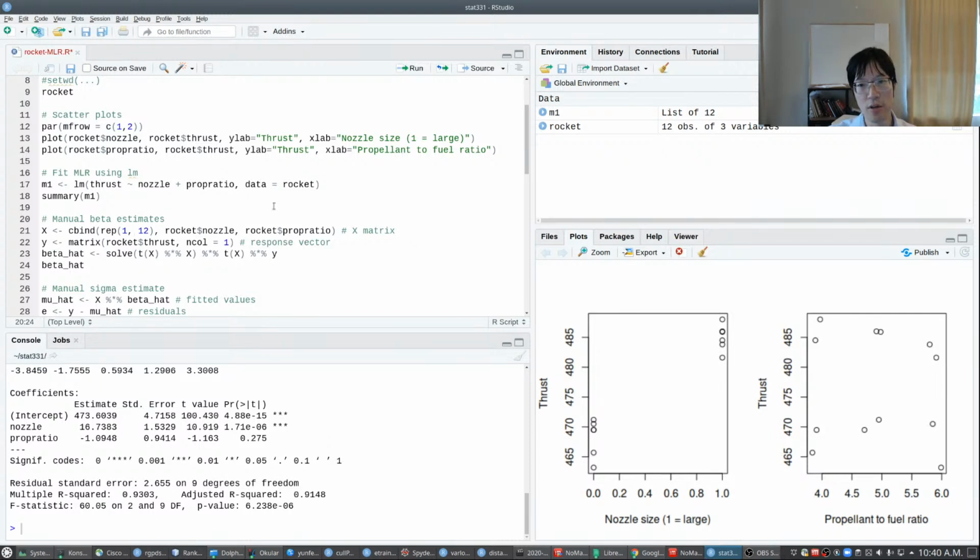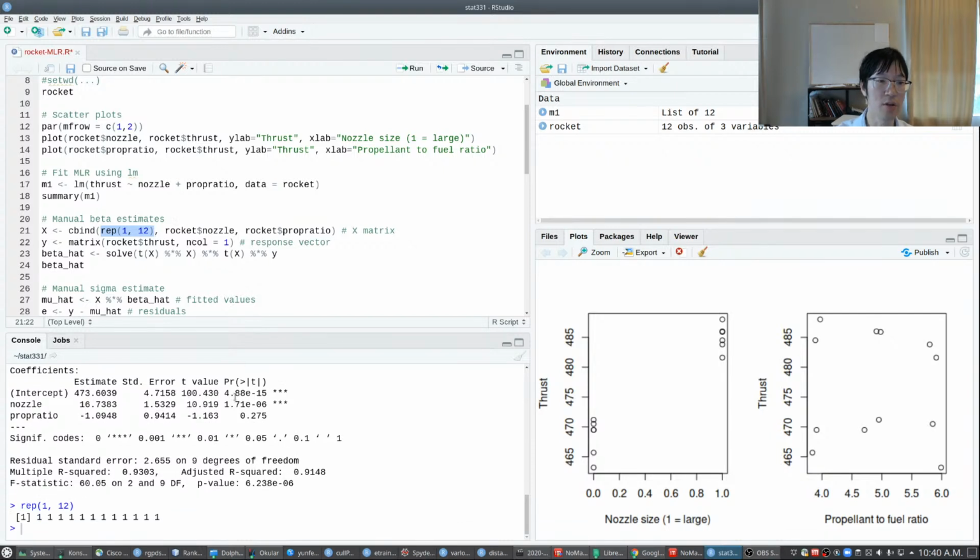Now, if you remember, we need to add a column at the beginning of just ones for the intercept, so that will capture the intercept term when we do the matrix multiplication. So I can use the rep command, which just repeats the value 1 12 times. If I just do this part, you'll see that this creates a vector of 12 ones. Then I'm going to need 3 columns in this matrix X. The first column will be all ones, and then I'm going to add the columns for the other 2 predictors.